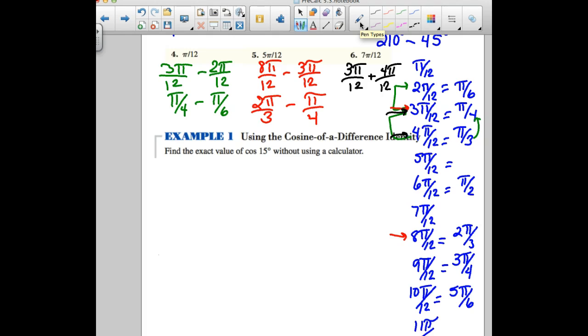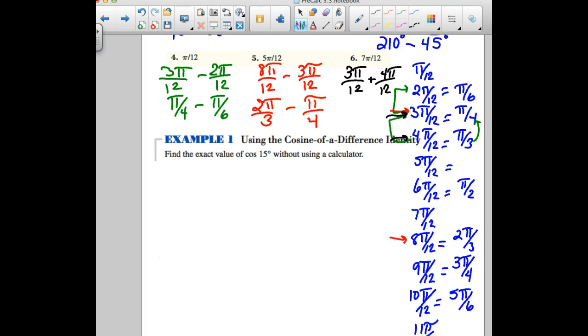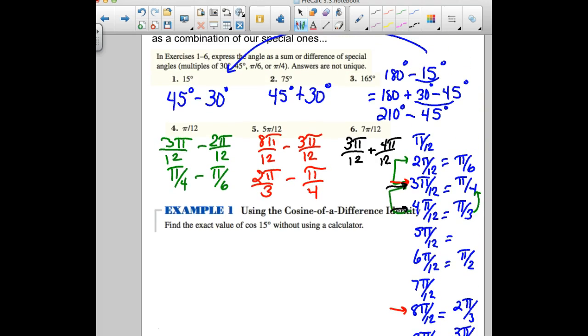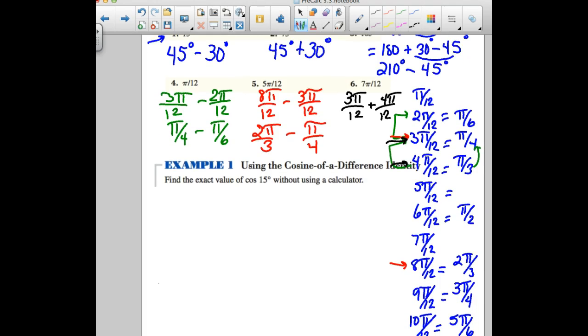All right, so let's try our first example here. It says using the cosine of a difference identity, find the exact value of the cosine of 15 degrees without using a calculator. Well, if we go back up here, we said 15 degrees can be thought of as 45 minus 30. So we're going to say the cosine of 15 degrees is the cosine of 45 degrees minus 30 degrees.